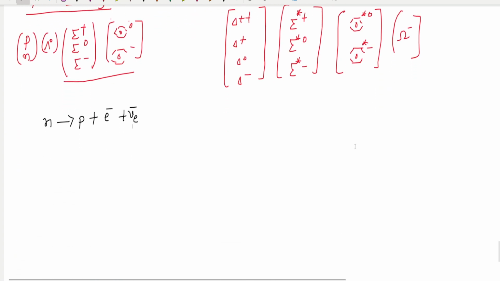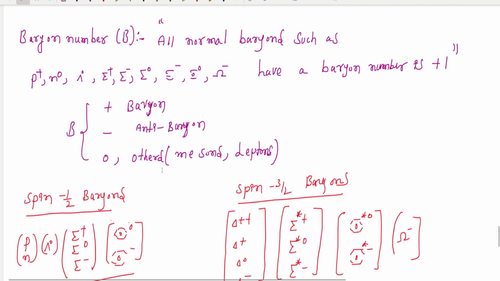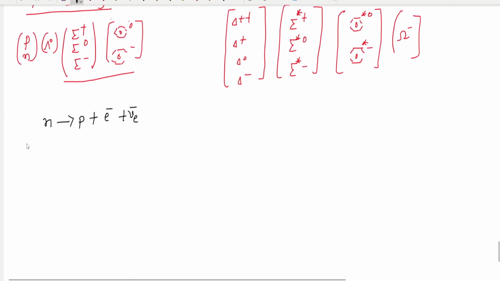So n and p are normal baryons, right? What about this e? Is the electron a baryon or not? The electron is not a baryon, right? These are lightweight particles. Electrons have baryon number 0. So baryon number 1 tends to 1 plus 0 plus 0. So baryon number is conserved. This is the first example.